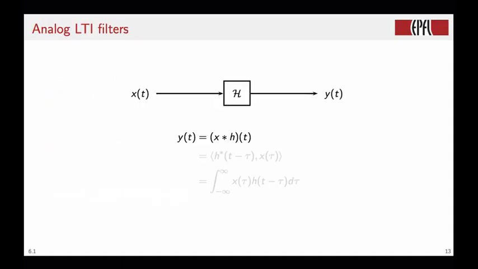We have just spent a module studying discrete time filtering. So naturally, there are also continuous time filters. These are called analog linear time invariant filters. They are given by a box H. The notation is x * h is a convolution. This can be written as an inner product or conveniently as the integral from minus infinity to infinity of x(τ) h(t − τ) dτ. Please note, very importantly, is the t minus tau, so that corresponds to a time reversal when you compute this integral.